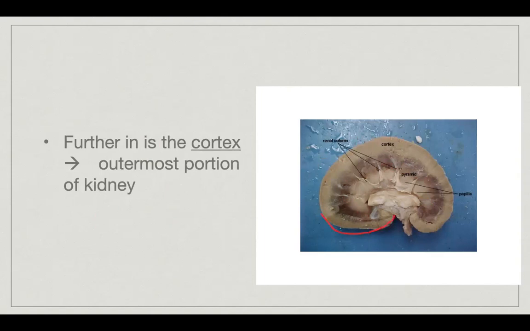All right, so right around the outside, we've got the renal capsule. You can't really see it here, obviously, because either they've removed it or it's just on top. Now, in medical terms, cortex is going to be the outer portion.